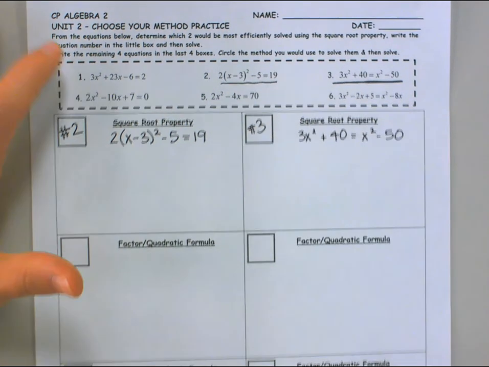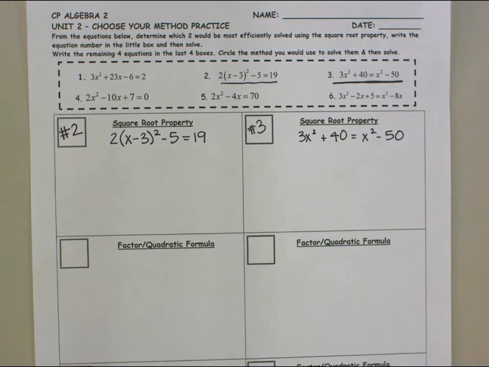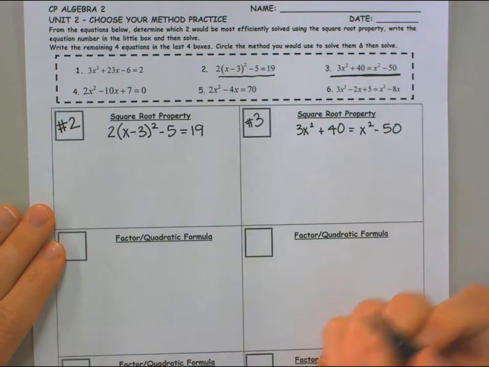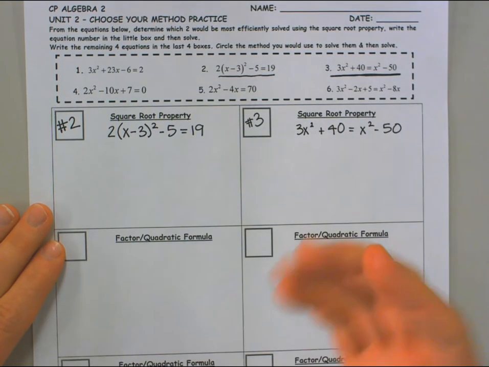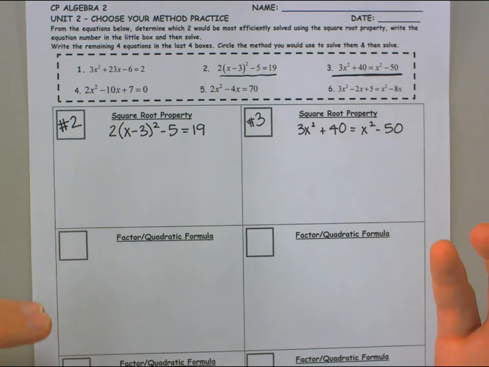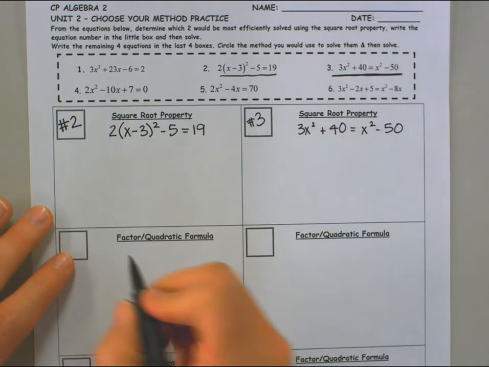So now the other 4, and I'm not going to solve in this video. I'm just going to choose. Then if you're going to try to solve them, you can watch the other video on how to solve. So these other 4 are either factoring or the quadratic formula, and we start both of those processes the same. We're going to start both of them by trying to factor first.